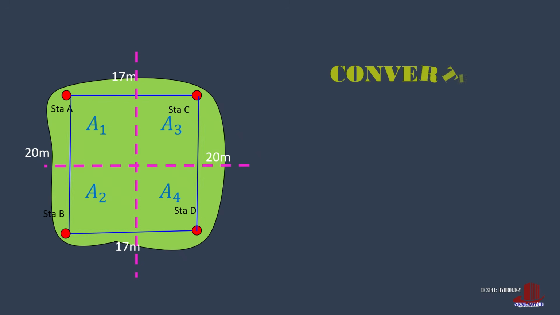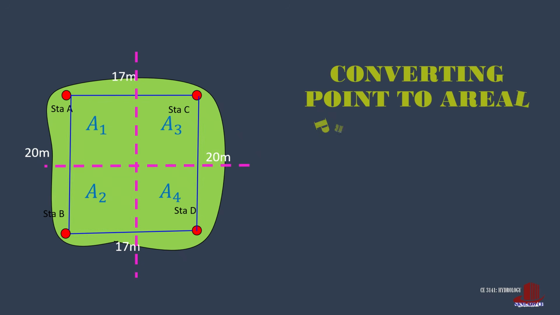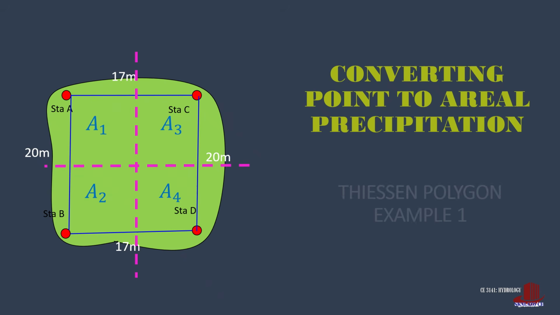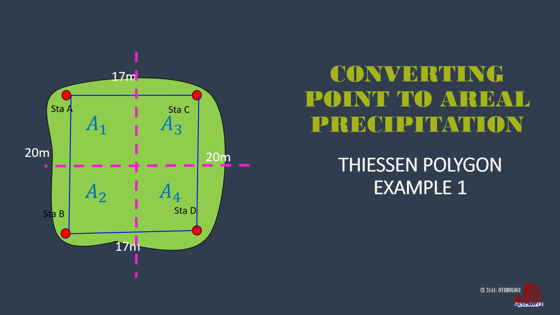Another approach in solving for the average precipitation of a given catchment area is the Thiessen-Polygon method. Learn this approach here in hydrology.